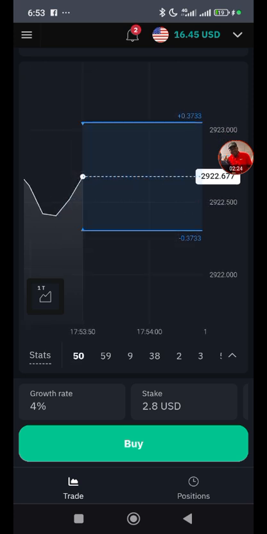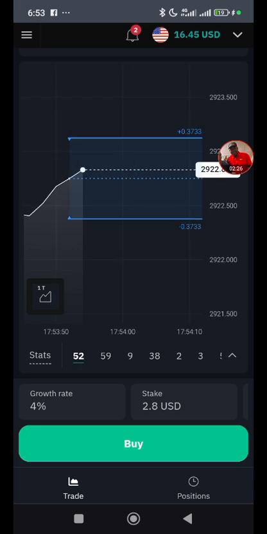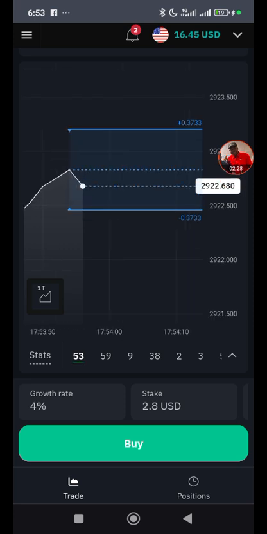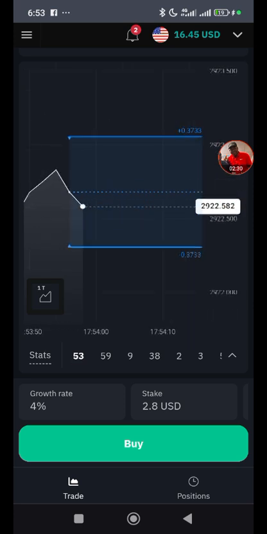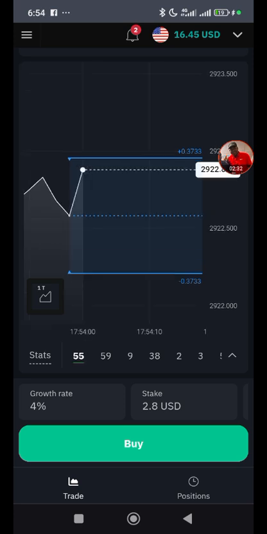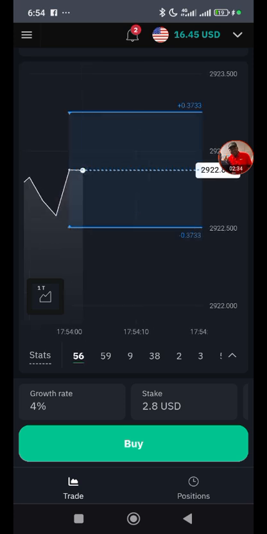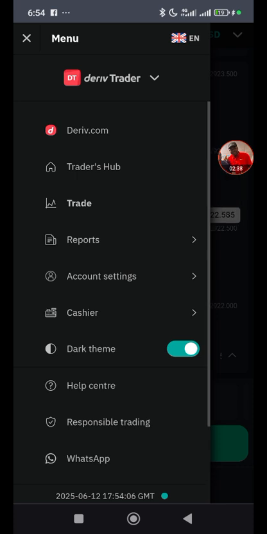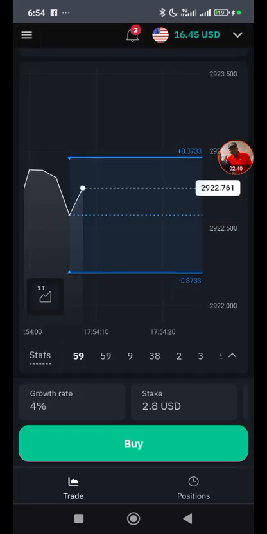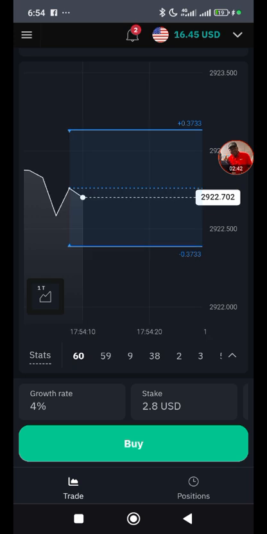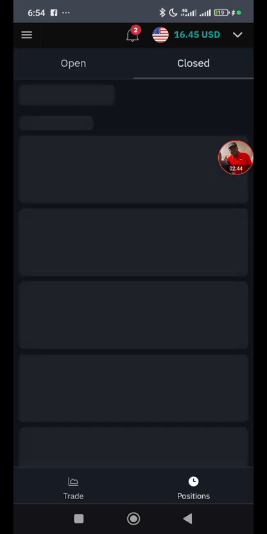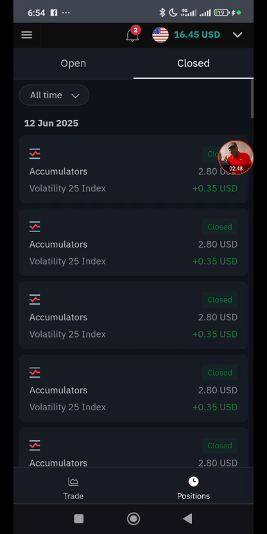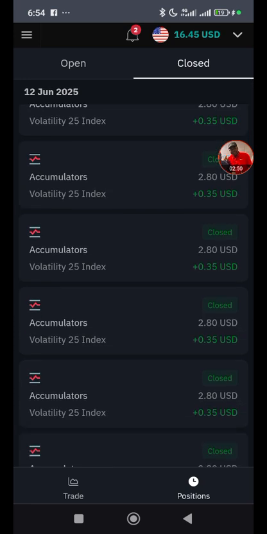Okay, so I started this account from like $12. Is it today? Yes, today. I started this account from like $12. Right now it's at $16. Let me see from the position here. You can see all the trades, some of the trades I've done here.